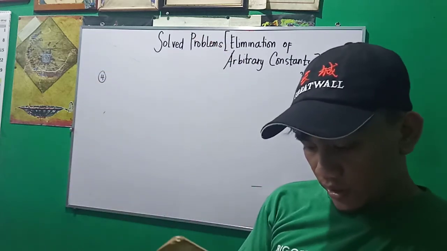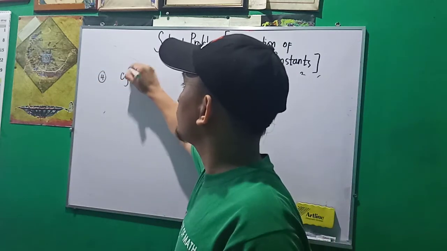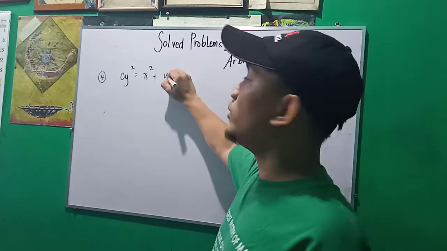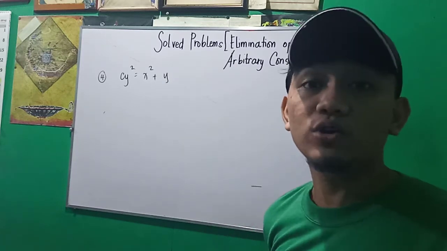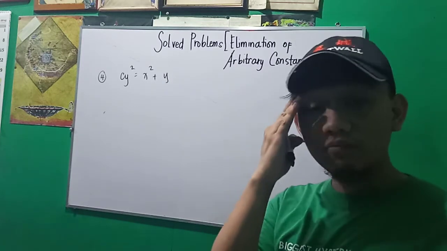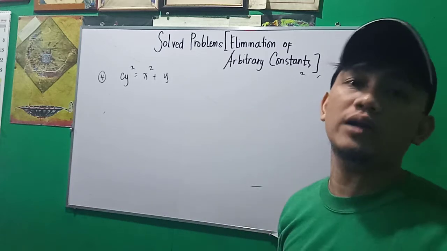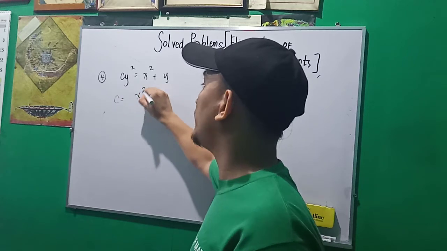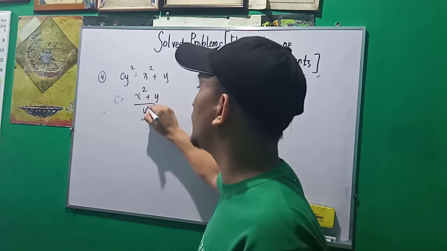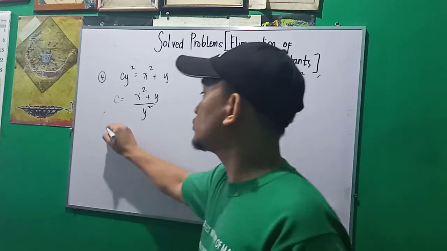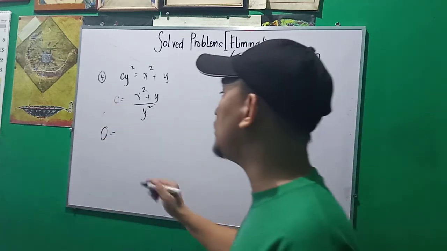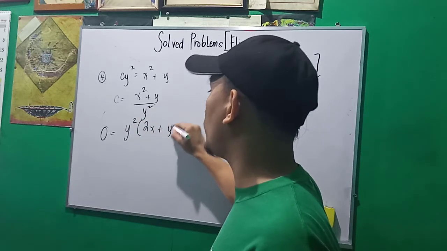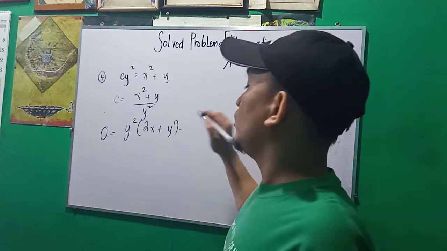Problem number 4, c y squared equals x squared plus y. Ganun ulit, pag may kasamang constant, mga Lodi, yung may kasamang variable yung constant natin, ihiwalay natin yung variable, divide natin both sides. So, we have c is equal to x squared plus y all over y squared. Then, another quotient rule. So, 0, derivative ng constant, 0, v du. y squared, derivative ng x squared? 2x. Derivative ng y, y prime, minus u dv.